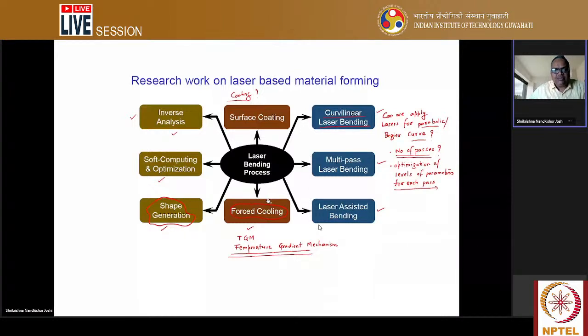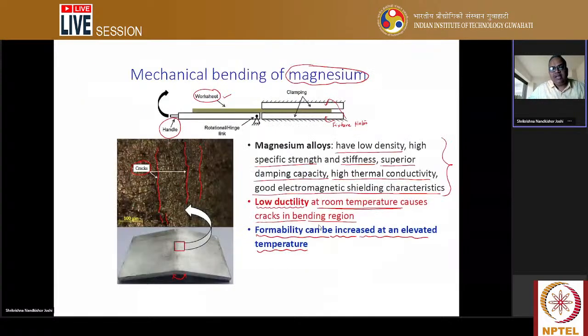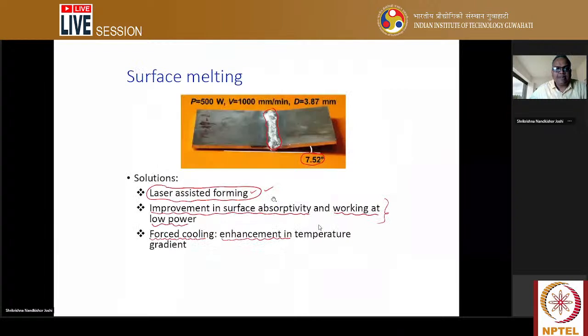And one such application we have seen is how lasers can be used to deform difficult-to-form materials such as magnesium, and how we can even have a multifold enhancement in productivity by assisting mechanical forming using lasers. That in-depth analysis we have seen in this particular class.